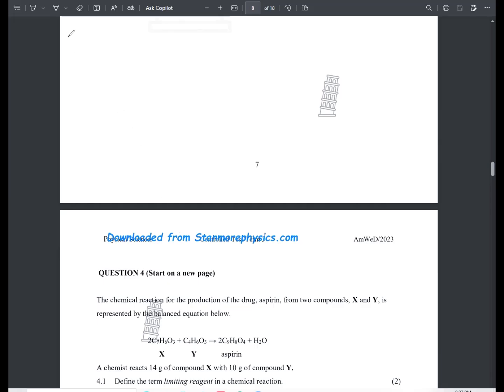So we start by calculating the number of moles. Remember, the first step is we calculate the number of moles of each of those, right? So number of moles of C7H6O3 is mass over the molar mass. Now our mass is what? 14 grams for this one. Then molar mass, 7 multiplied by 12 plus 6 multiplied by 1 plus 3 multiplied by 16. So that's 138. Then if we say 14 divided by 138, we get what? 0.10 mole.